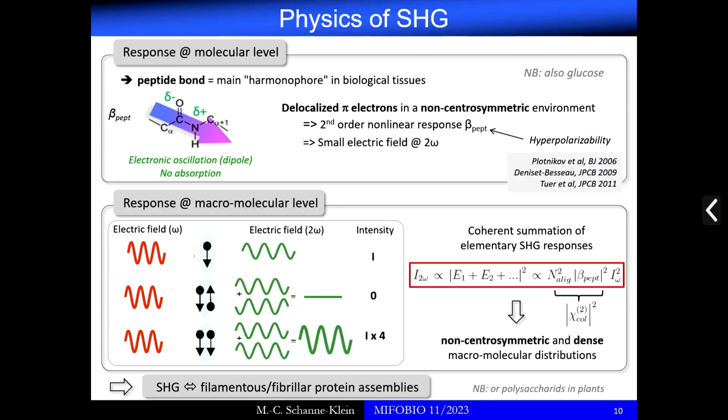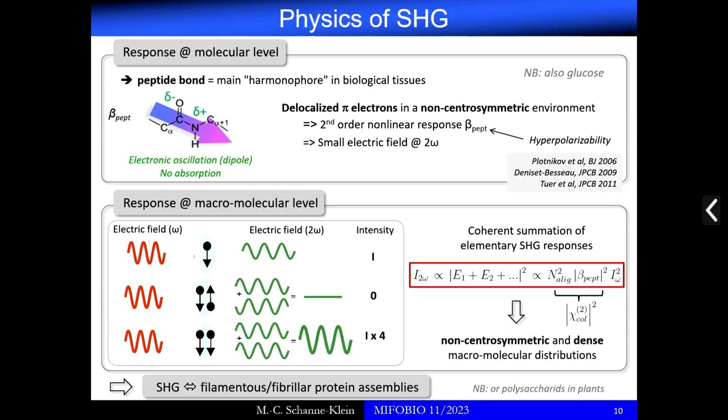Now, what we measure in optics, of course, is the signal at the wavelength scale, that is in the focal volume, typically 1 micrometer size, so that we have to sum all the signal for all the peptide bonds in the focal volume. And I remind you here, we do not sum the intensities, we sum the electric fields, because it's a coherent process, that's the definition of a coherent process, so that we may have interferences between these electric fields.